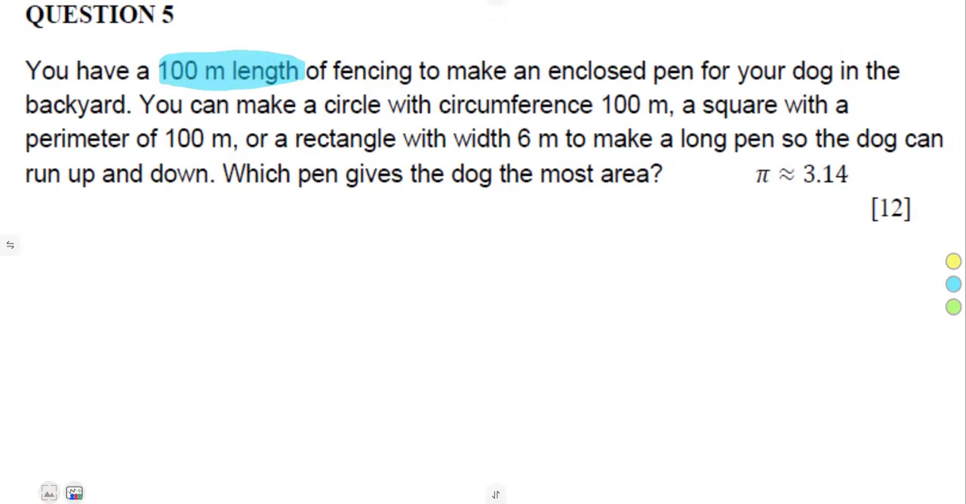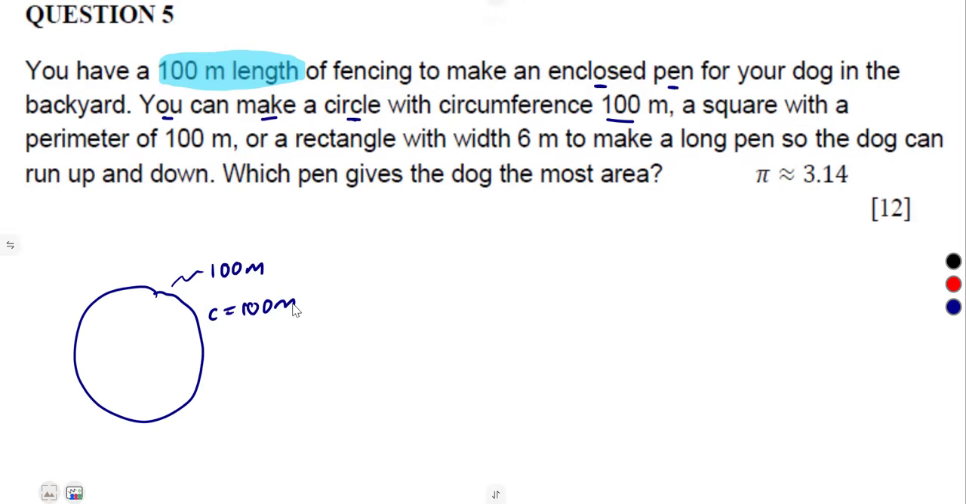Then they said, you want to make an enclosed pen for your young dog in the backyard. You can make a circle with circumference 110 meters. From that, you can make a circle which is 110 meters in circumference. You have the circumference of a circle there. Or you can make a square with perimeter 100 meters. From the same, you can make a square.